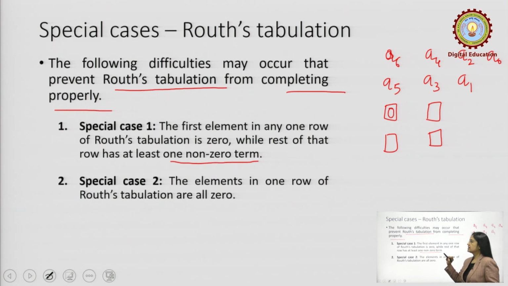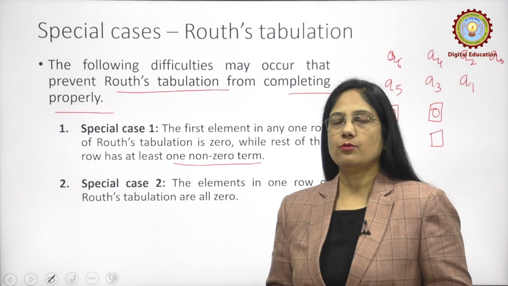So, this is one case where one of the elements in the table has a 0 value. The second case could be that the elements in one row of the Routh's tabulation are all 0. It means that the first case is for the first element being 0, and the second case is if all the elements of that row become 0. That is special case number 2. So, these are the two special cases that could prevent the Routh's tabulation from going ahead.